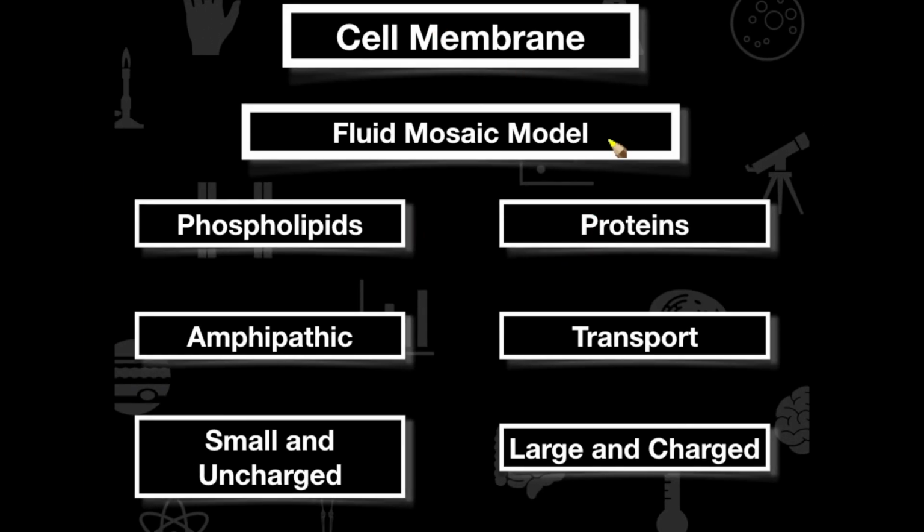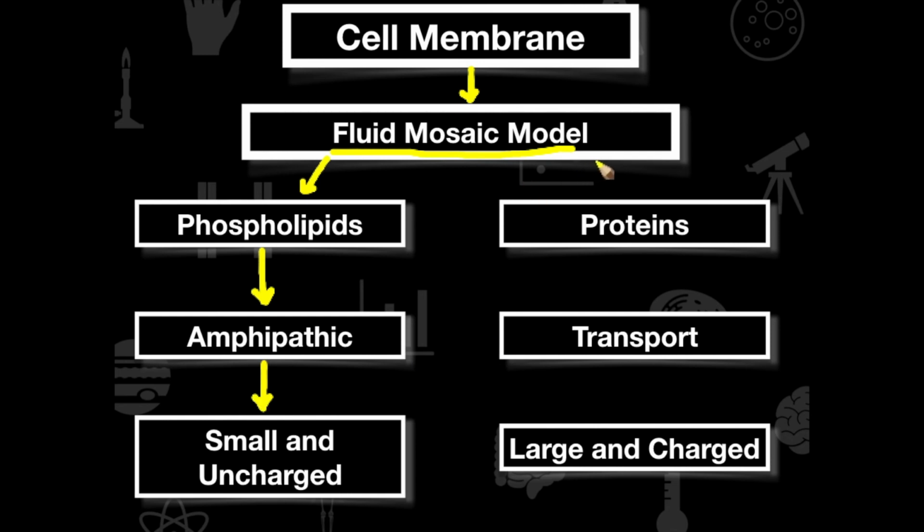So if we think about this, we have the cell membrane, and the cell membrane is also known as the fluid mosaic model. And that's what we see right here. A vast majority of the fluid mosaic model, or the cell membrane, is made out of phospholipids. And phospholipids are amphipathic, which means that they have a hydrophilic head and hydrophobic tails. And then they are also small and uncharged.